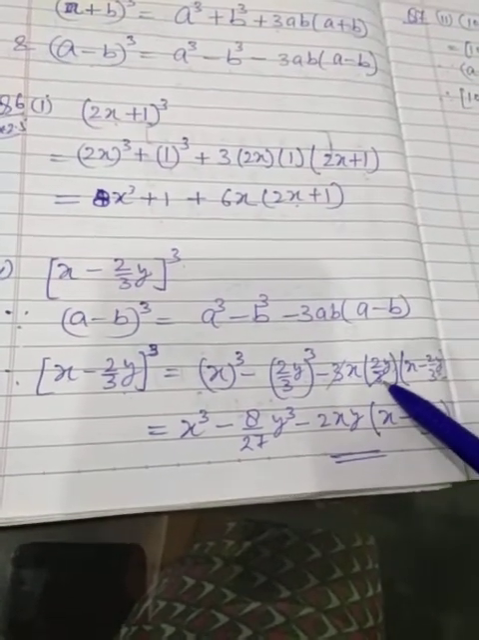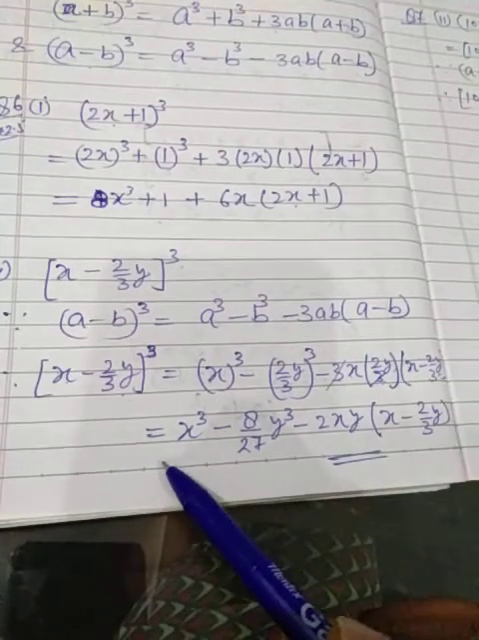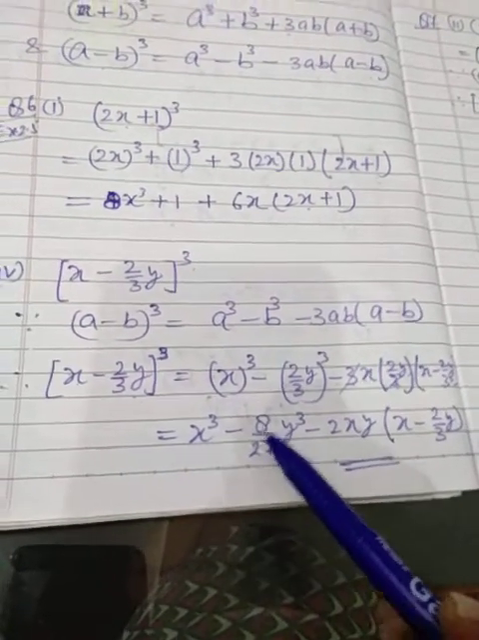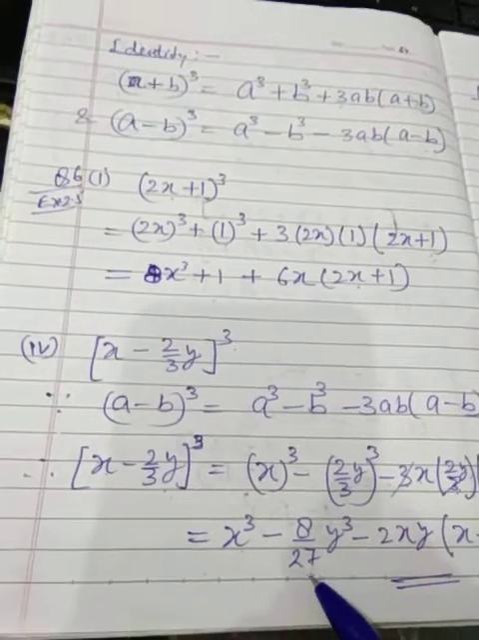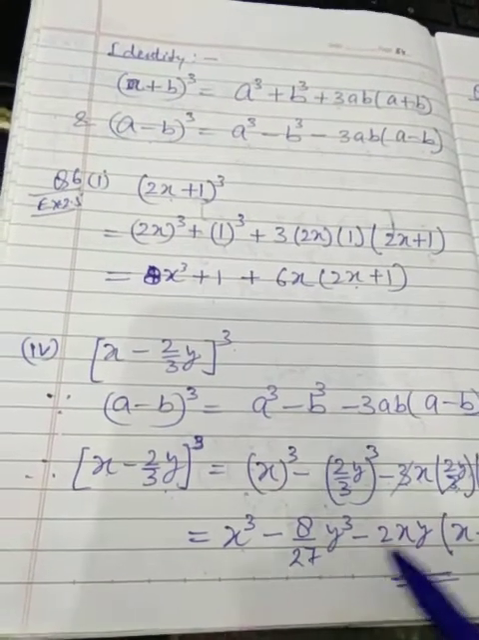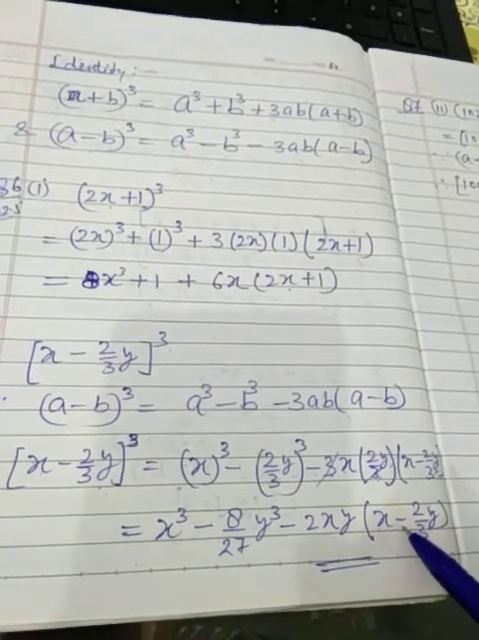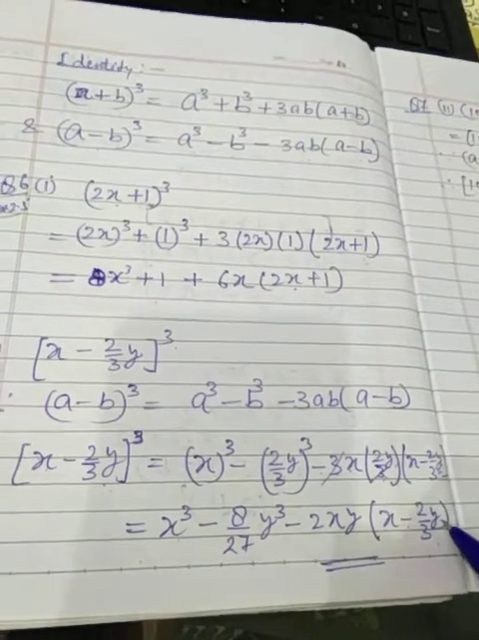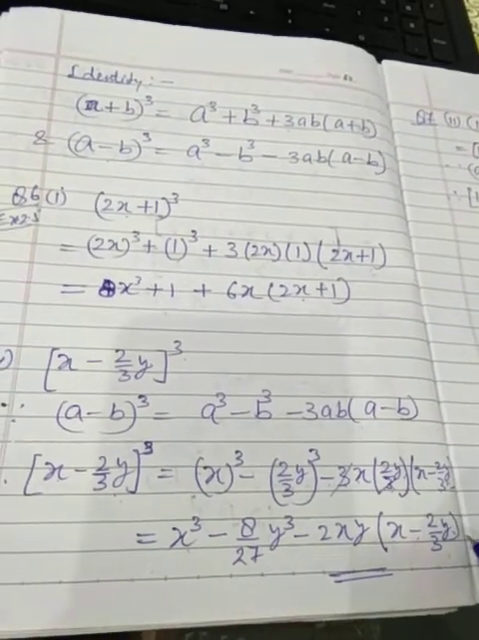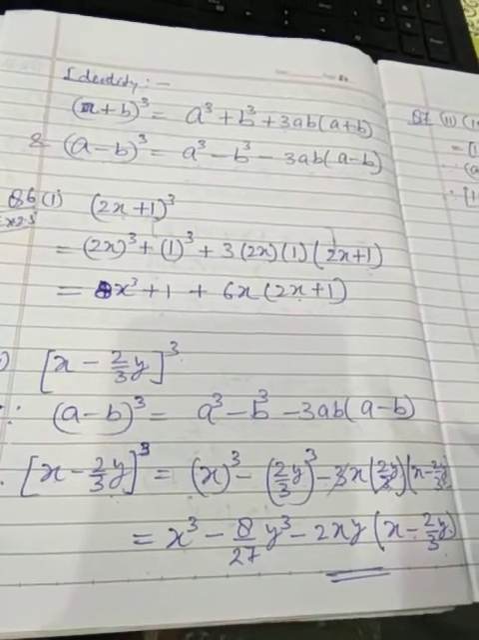Here 3 cancelled, and after calculation this will finally be x cube minus 8 upon 27 y cube minus 2xy, and this is x minus 2 upon 3y. And this is the use of these two identities, right?